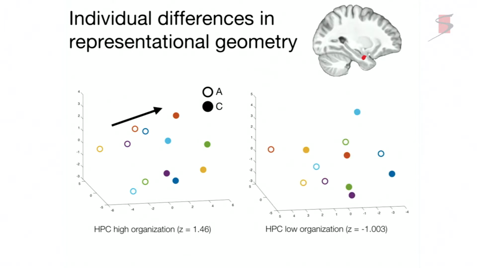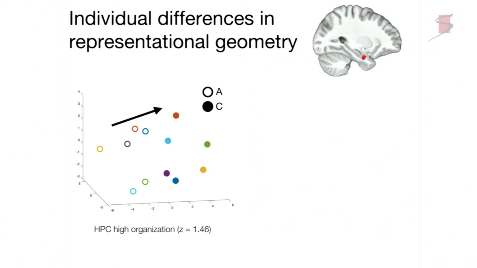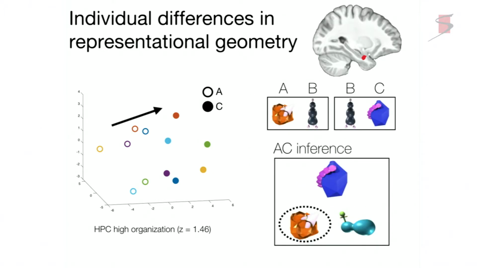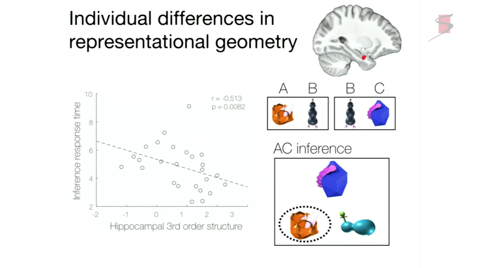Other people don't have such a well-organized space, and so we can characterize people based on how organized their representations are and relate that to behavior on our inference task, so how well that helps them make these inferences between these second-order relationships. And it turns out that the more you have this kind of third-order structure within the hippocampus, the faster you are at answering these inferential conditions. So there is a behavioral advantage to forming these abstract relations across these episodes.